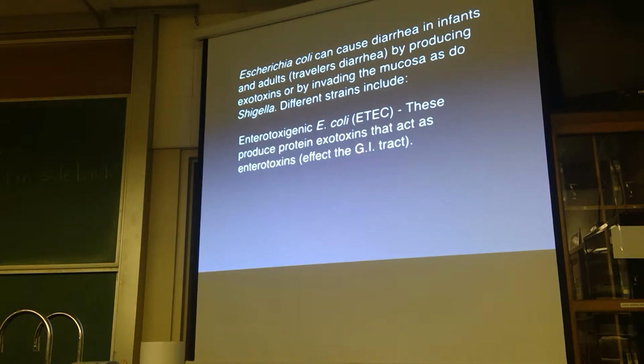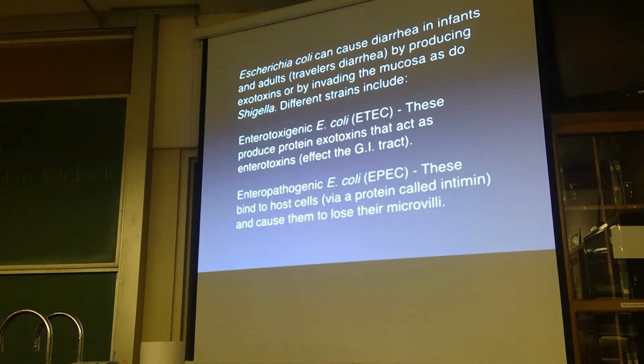Again, I mentioned this when talking about enterotoxins, but I specifically talked about the cholera toxin that causes a change in your electrolyte balance so that you excrete electrolytes into the lumen of the large intestine and water follows and it causes severe diarrhea. These have similar effect. Then there's enteropathogenic E. coli. These apparently bind to host cells. They produce a protein called intimin, and it causes host cells to lose their microvilli. Microvilli are what increase the surface of the intestinal mucosa, so it decreases their ability to take in nutrients.